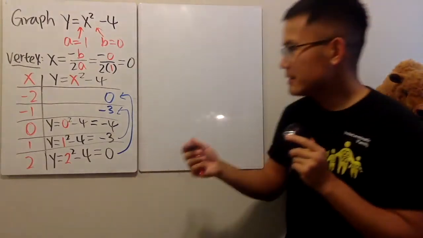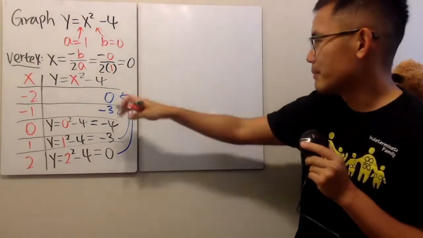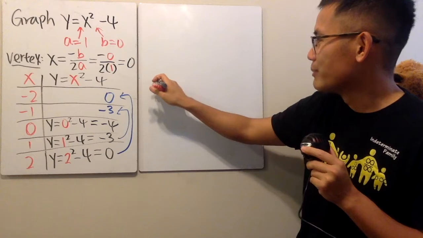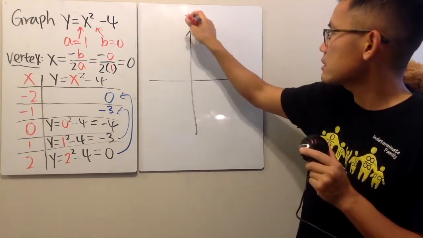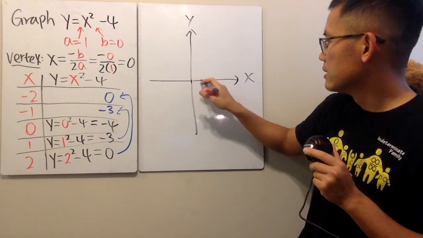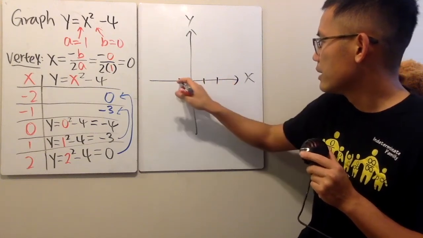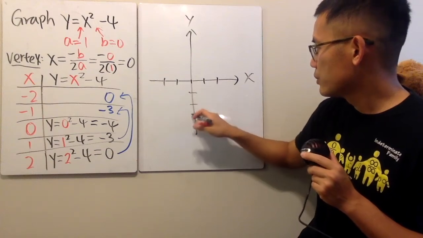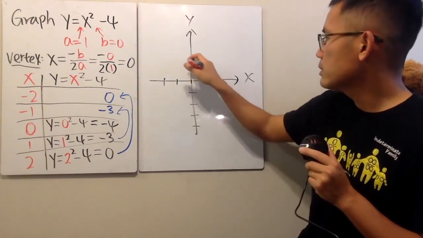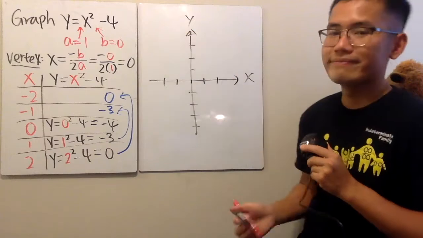All right, now here is the deal. We have the table already. So now we have to make the graph. So here's the x-axis and here's the y-axis. And let's say this is 0 and then 1 and 2, and then 0, negative 1, negative 2, and then go down 1, 2, 3, 4, and then go up 1, 2, 3, 4, something like that.